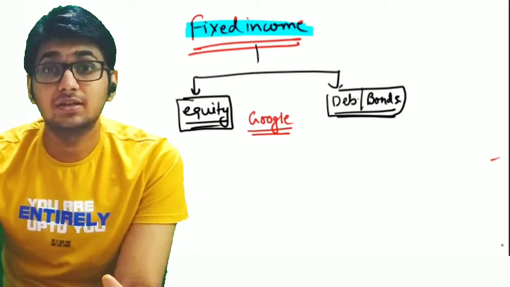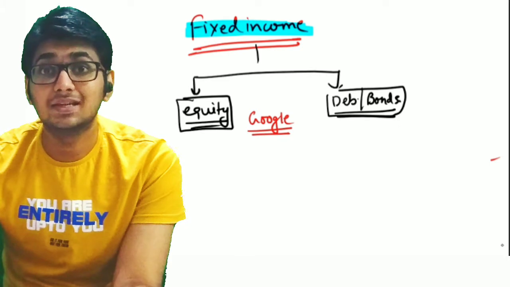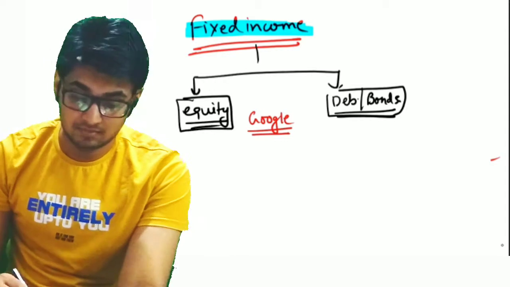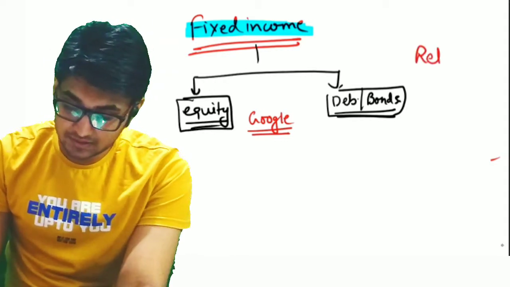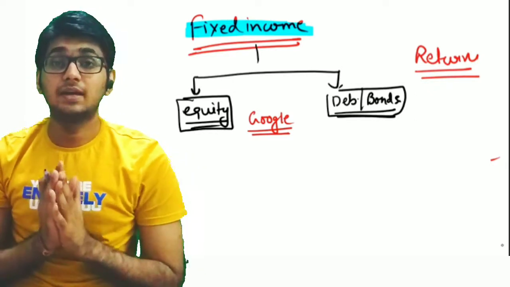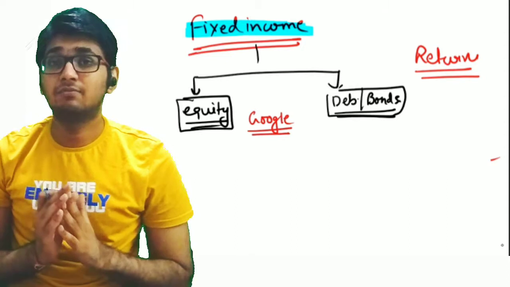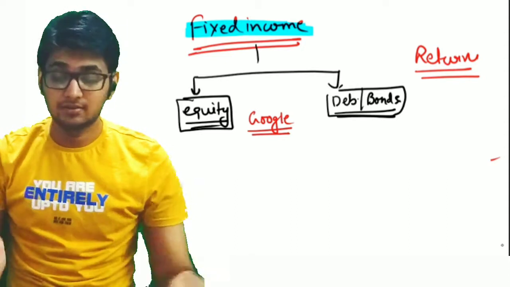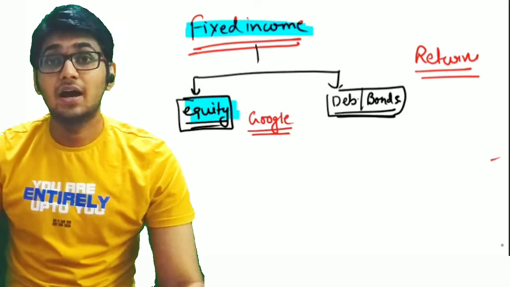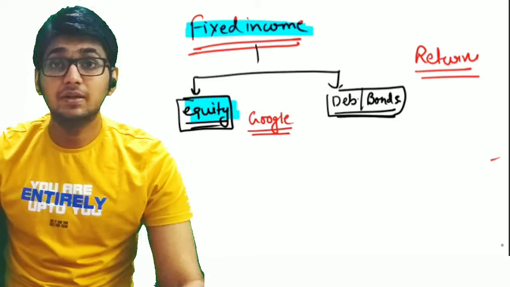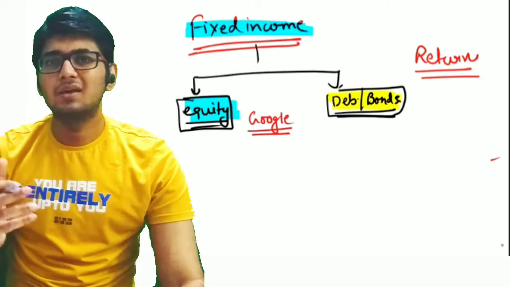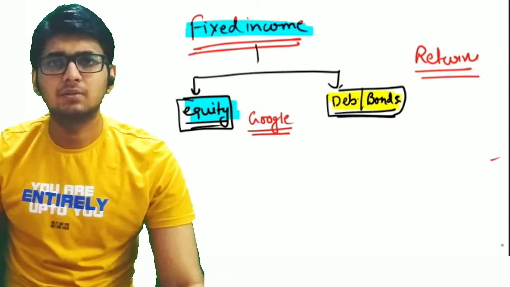Now what is the difference? Basically, we focus on how much return we want. It is completely dependent on our return requirement. If I want a higher rate of return, then I must be investing in equity. And if my requirement is a small amount of return, then I will be investing in bonds.